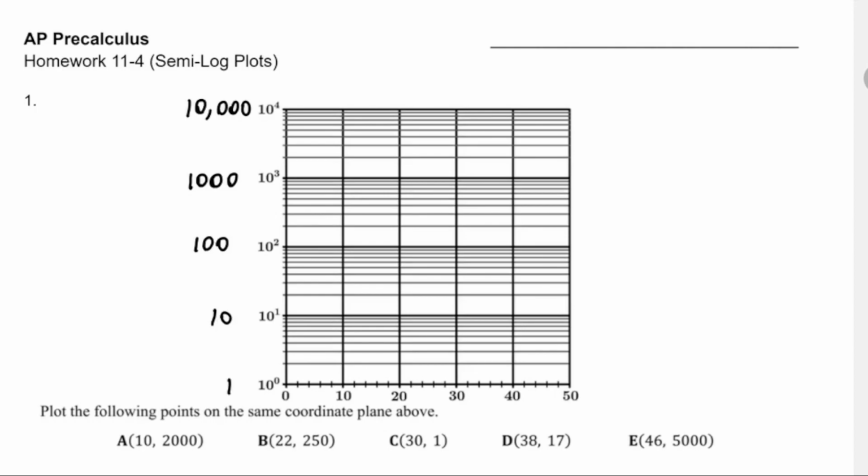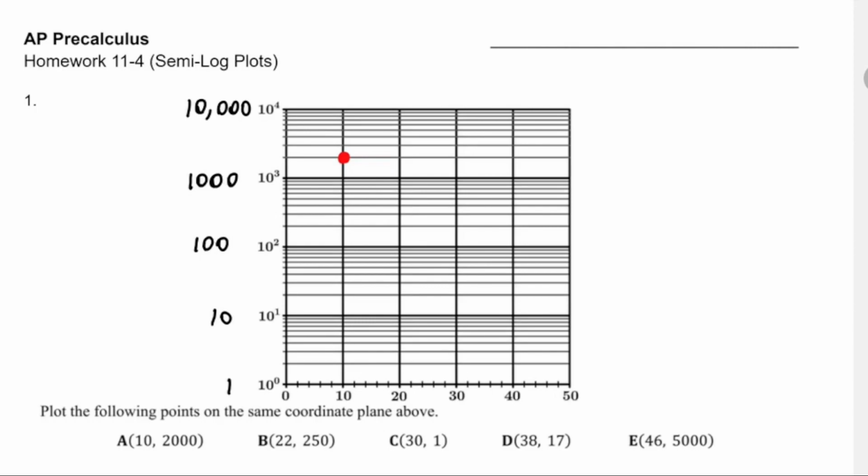All right. So when I'm looking for, say, the point 2,000, the height of 1,000 is right there. But then that next line up, that means 2,000. We did this a little bit in the lesson.